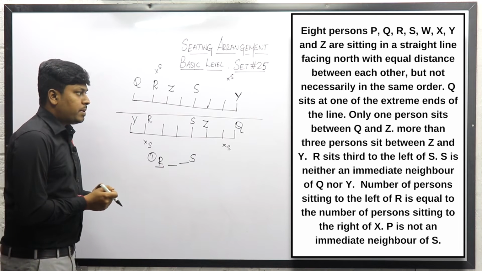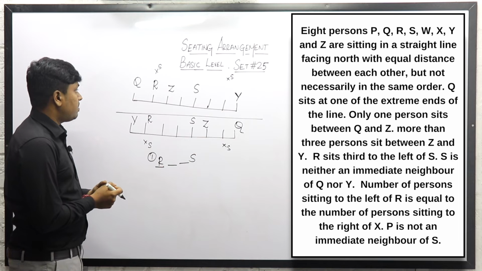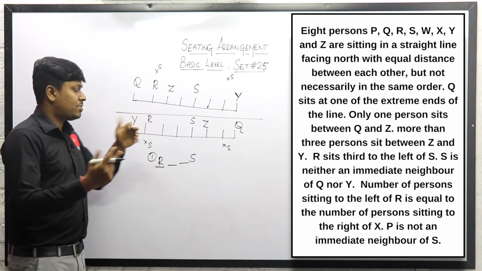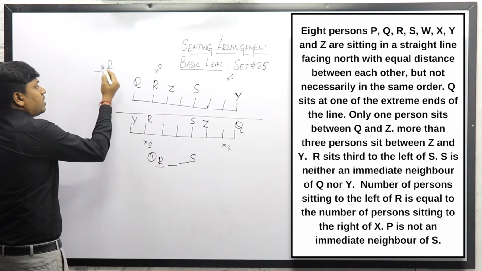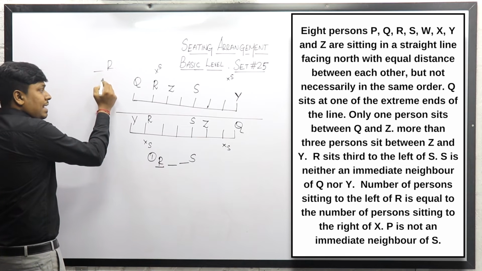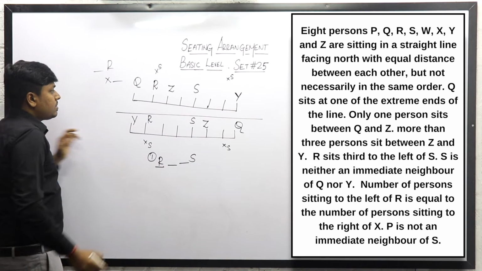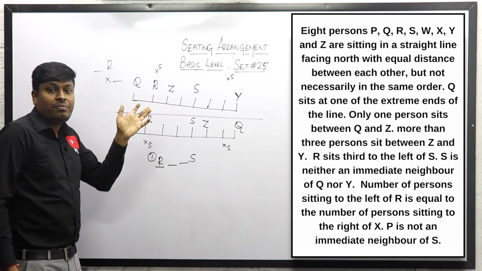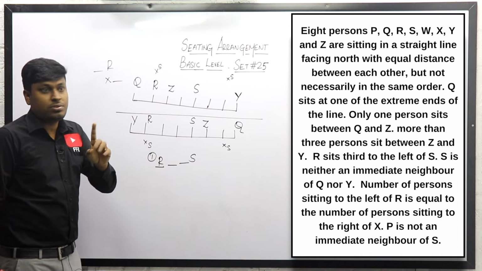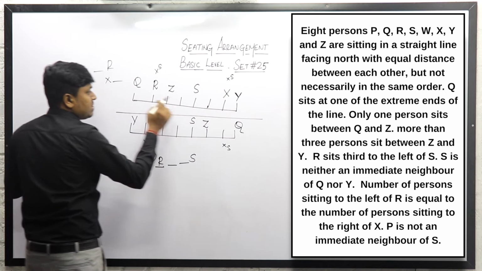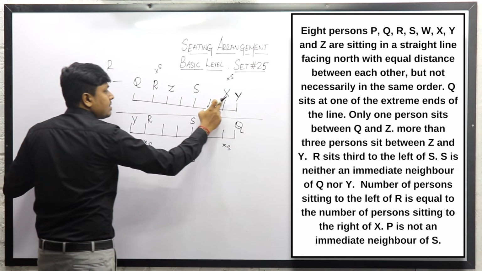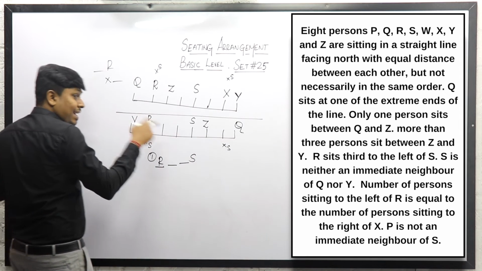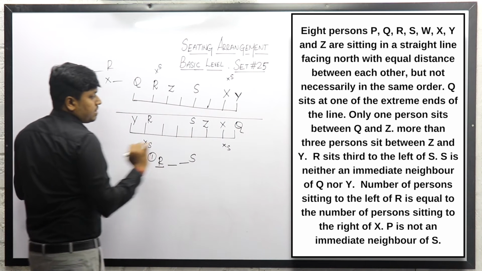The number of persons sitting to the left of R is equal to the number of persons sitting to the right of X. So if there are 2 persons to the left of R, then X's right-hand side should also have 2 persons, right? In this possible diagram, R's left-hand side has only 1 person, so X's right-hand side should have only 1 person seated. So we should fix X here. Similarly here, R's left-hand side is 1 person, so we need to fix X where X's right-hand side is also 1 person.